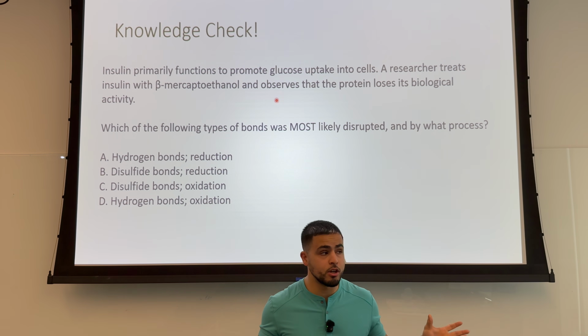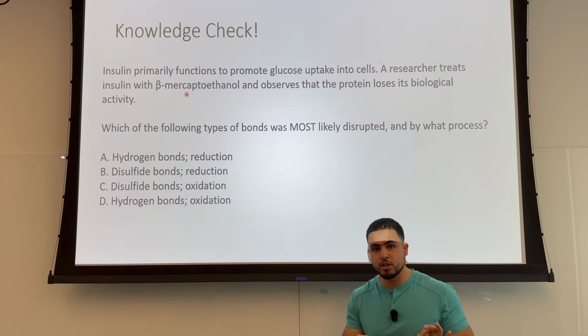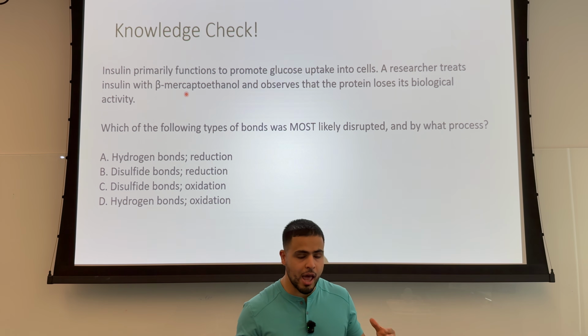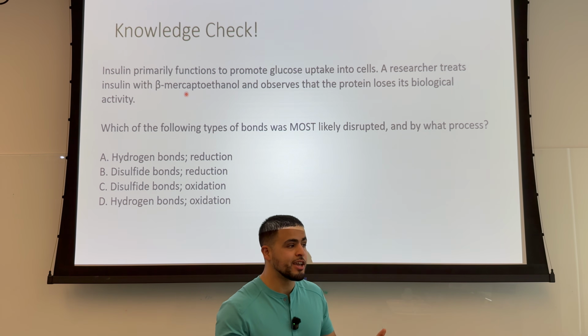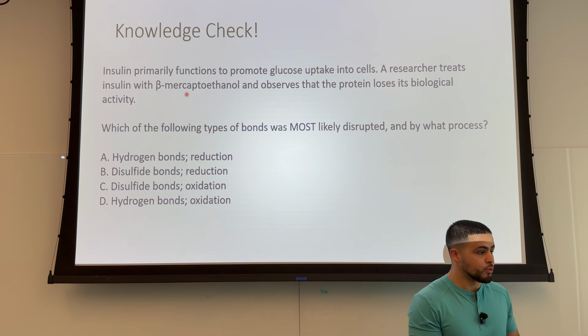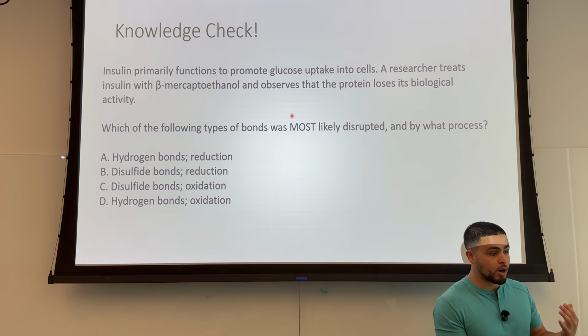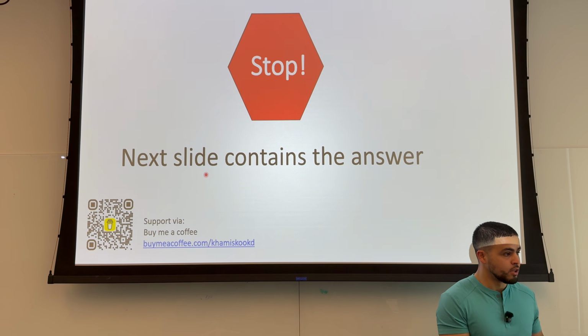Now, even if you didn't know that, you should be familiar with the fact that beta-mercaptoethanol is a reducing agent. And recall how we said the way you form disulfide bonds is by oxidizing them? Well, when you reduce the protein, you do the reverse of that process. You break the disulfide bonds. So here, the most likely bond disrupted was a disulfide bond via reduction.